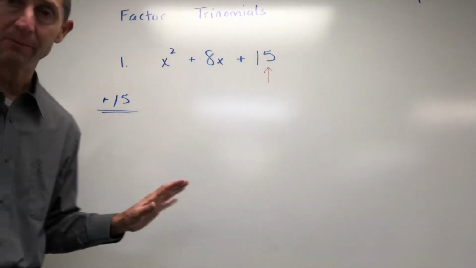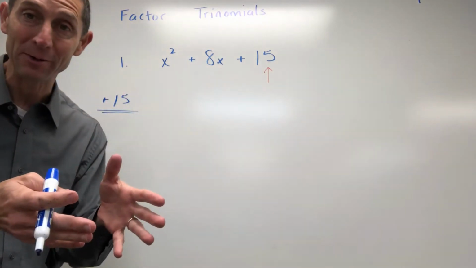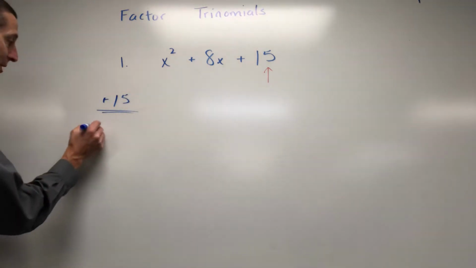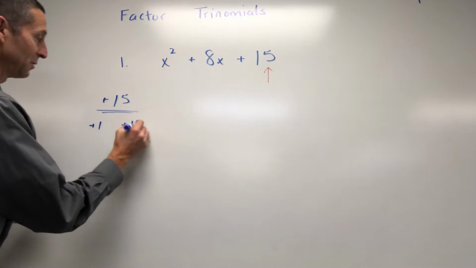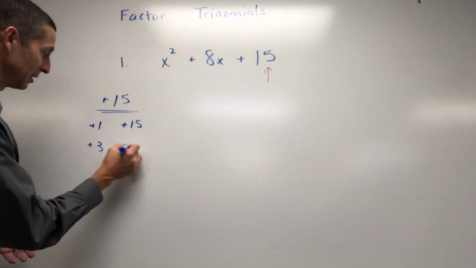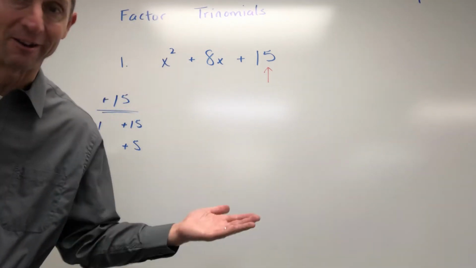Come over on the side, make a little list of all the ways to multiply two numbers together to get 15. Your factors of 15. So like a positive 1 and a positive 15. They multiply together to give you 15. You get a positive 3 and a positive 5. They multiply together to give you 15. It's not a very long list.